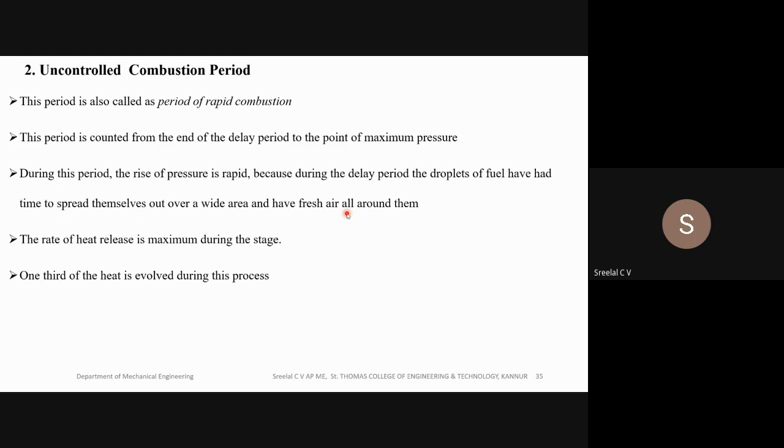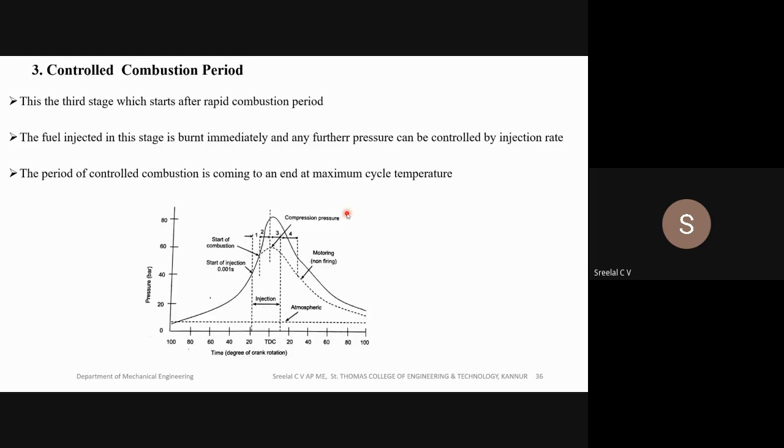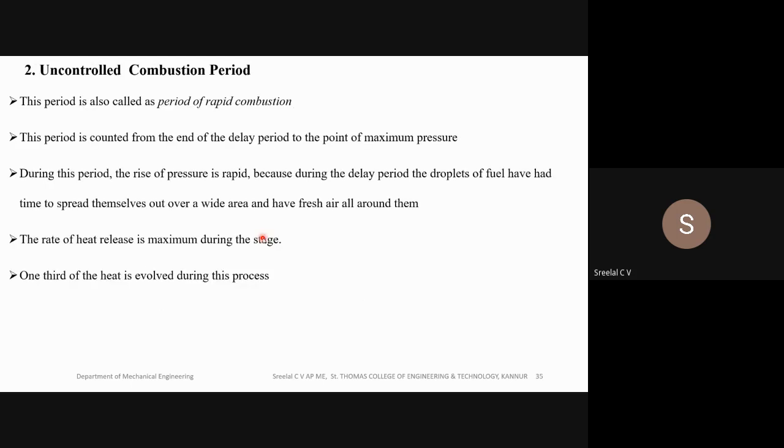So here the heat release will be maximum in this period, and we can say that about one third of the heat is produced during this particular process. Understood?